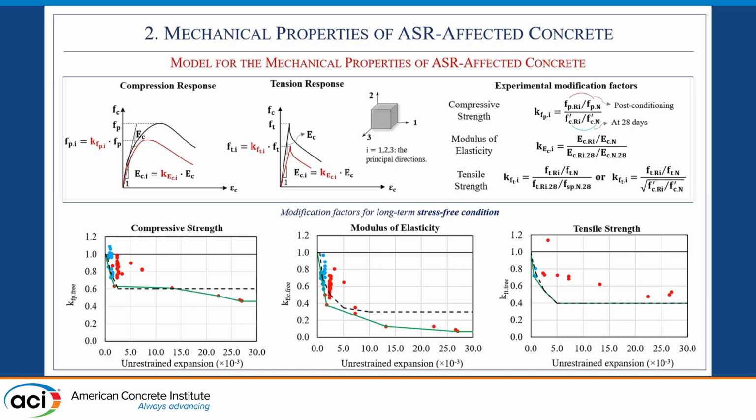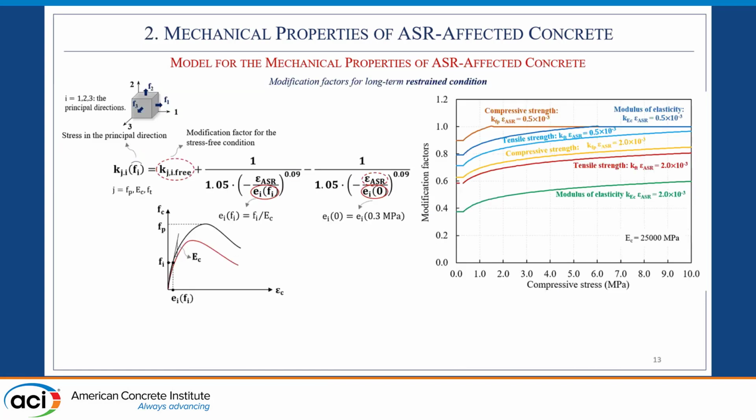Now, of course, in a structure in the field, we are not going to see concrete in a stress-free condition. And so for those cases, we are proposing modification factors for long-term restraint condition to be calculated along the principal directions. And these modification factors are calculated as a function of the stress in the principal direction, the modification factors corresponding to a stress-free condition for a corresponding ASR strain, also as a function of an elementary strain.